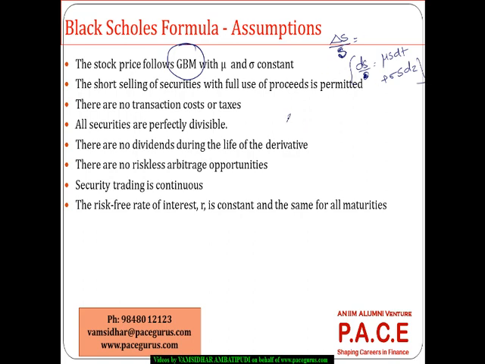The same logic in a discrete form: delta S by S is mu delta t plus sigma dz, which I can write as mu delta t plus sigma epsilon square root of delta t. So this is the discrete version, and this is what we call a geometric Brownian motion. The mean is mu, sigma is constant. So mu and sigma, both of them are constant. That is what the geometric Brownian motion is talking of.